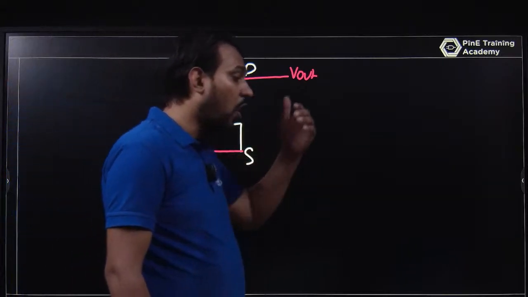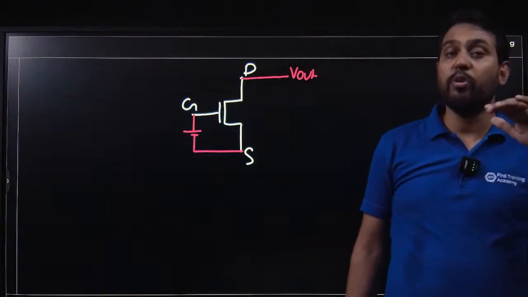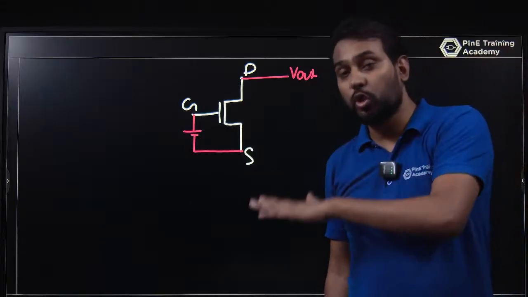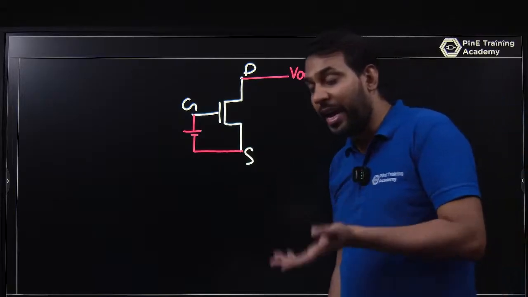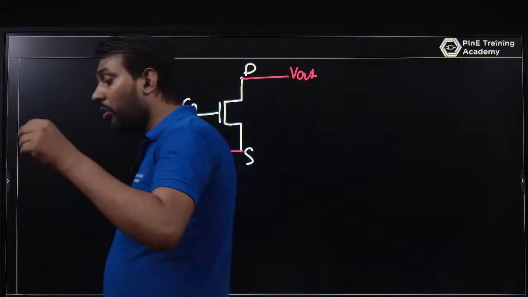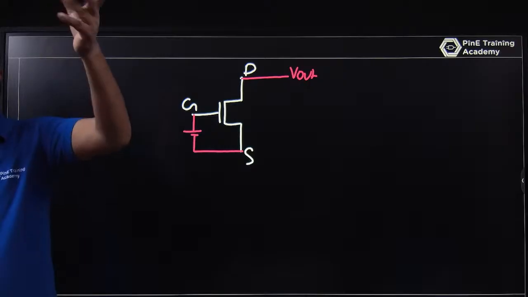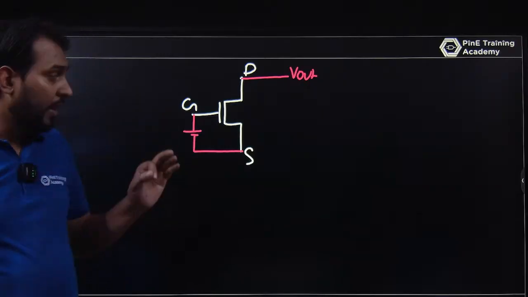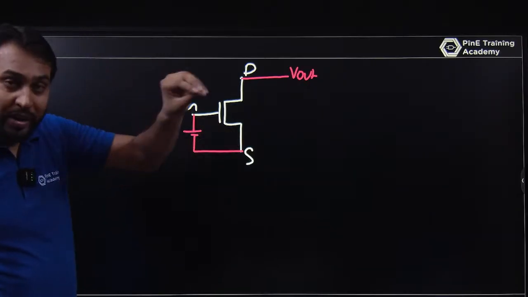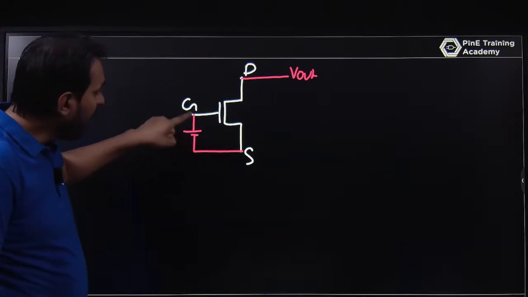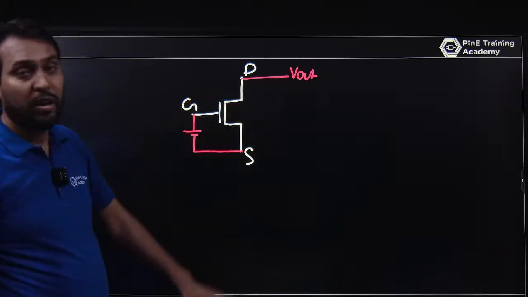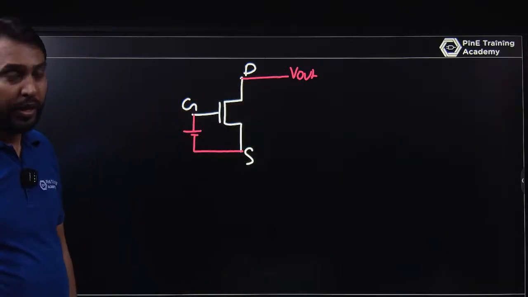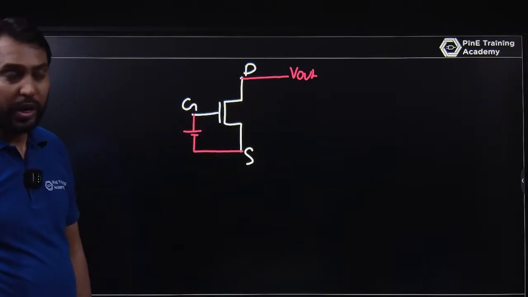Whenever you talk about the common drain, you are providing the input at the gate and you are taking the output at the source, that is called common drain. When you are talking about the common gate, you are providing the input at the source and you are taking the output at the drain. So whenever you say common node terminal, it is the terminal with respect to which the input is provided and with respect to which you take the output. This is called common.